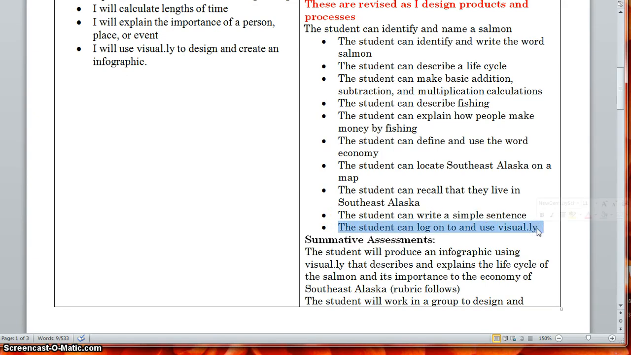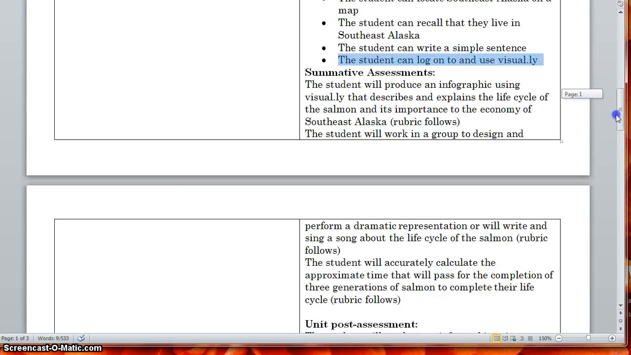I'm assuming as I'm writing this lesson that I've taught some of these things. It looks obvious in this lesson, and I will probably ask you this question if you turned in a unit like this: Have you used Visme before with your students? So you probably want to do a refresher on how to log on and use Visme. Now my summative assessment and my post-assessment aren't necessarily the same thing, as you'll see.